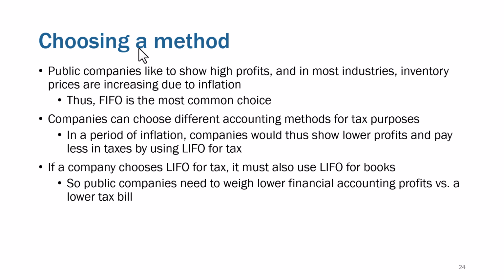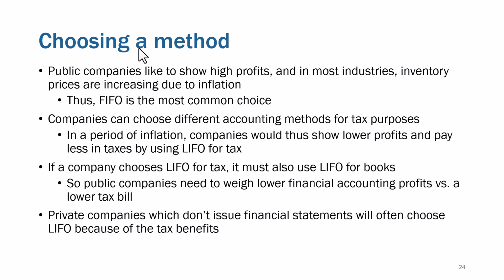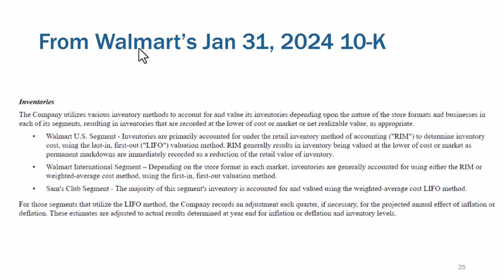So public companies need to weigh lower accounting profits versus a lower tax bill. Private companies, especially if they don't have to file GAAP financial statements with the SEC, maybe they're not trying to get a loan. Many times private companies will choose LIFO, which will actually reduce their profits. Again, it's just accounting profits, it's not economic profits. It'll reduce their accounting profits, and therefore they could pay less in tax and give them a better economic answer that way. So that might be the case with some private companies.